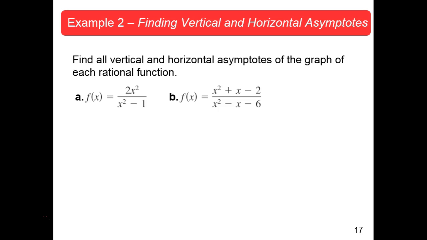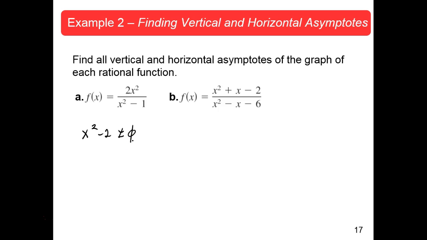So let's do example 2. Find all the vertical and all the horizontal asymptotes of the graphs of each of these functions. Doesn't say we have to graph it, but we may graph it. How about vertical asymptotes for the first one? What are we looking for? The denominator, and what about the denominator? Yes, x minus 2 cannot equal 0.